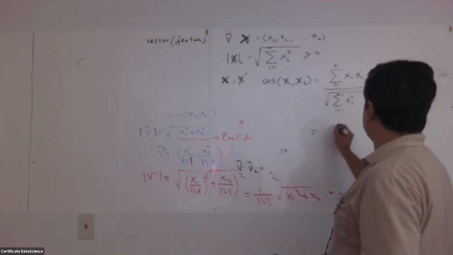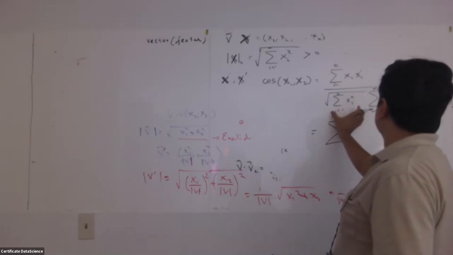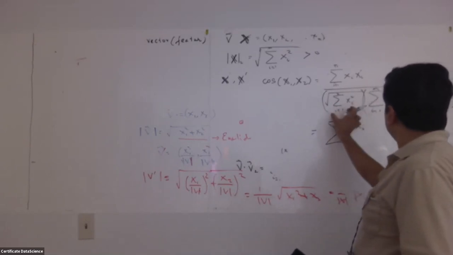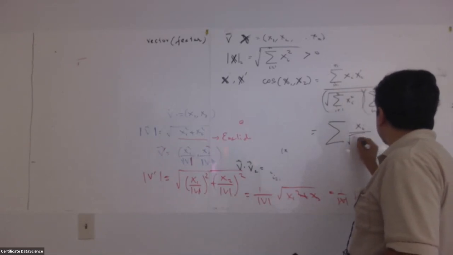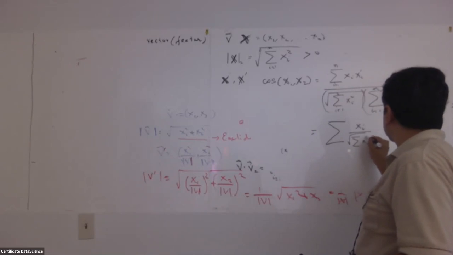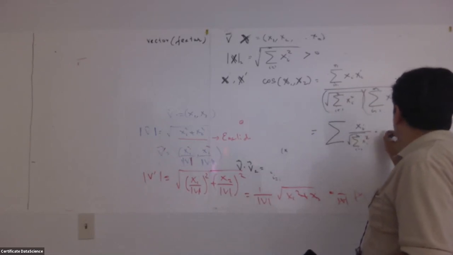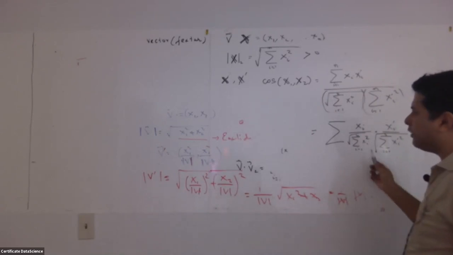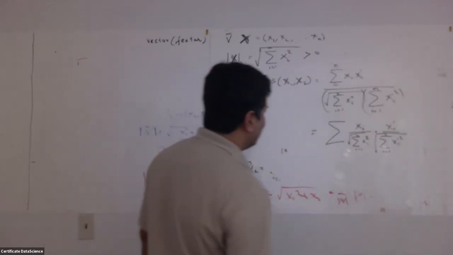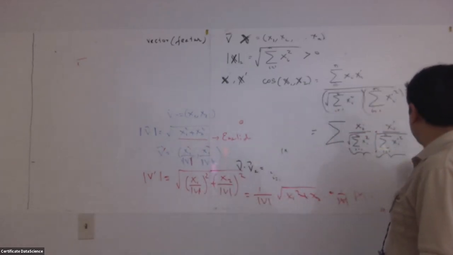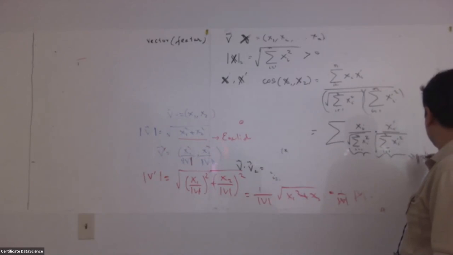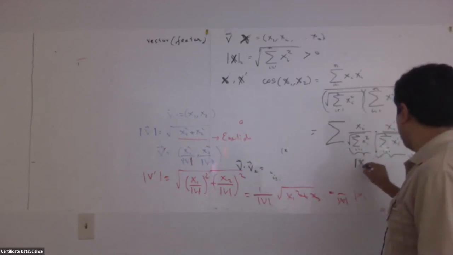I could have written it like this. These are in a separate block. I can simply move this here and that there for each individual component. I can write the same thing: square root of sigma x_i square, times sigma x_i prime square. What was this? This is the same norm business I was talking about. It's essentially the norm of x prime, and the norm of x.